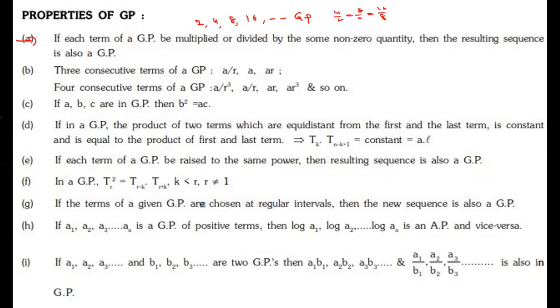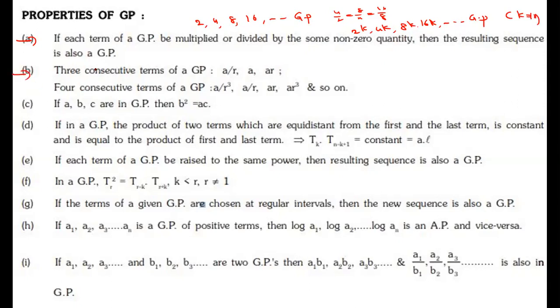Now multiply with any one constant k. So 2k, 4k, 8k, 16k. What are you observing? These are also in GP. K must not be equal to 0, but can be any other number.